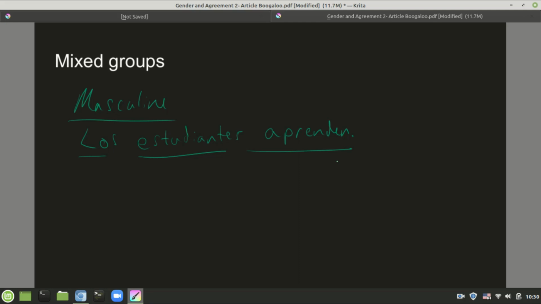If we're talking about all the students, it's probably going to be a mixed group unless you go to an all-male school. Alright, and then same thing on the indefinite article side. If you have a group of mixed students together, you're going to go with unos estudiantes. And then same thing here, aprenden. Alright, that's going to mean some students learn.